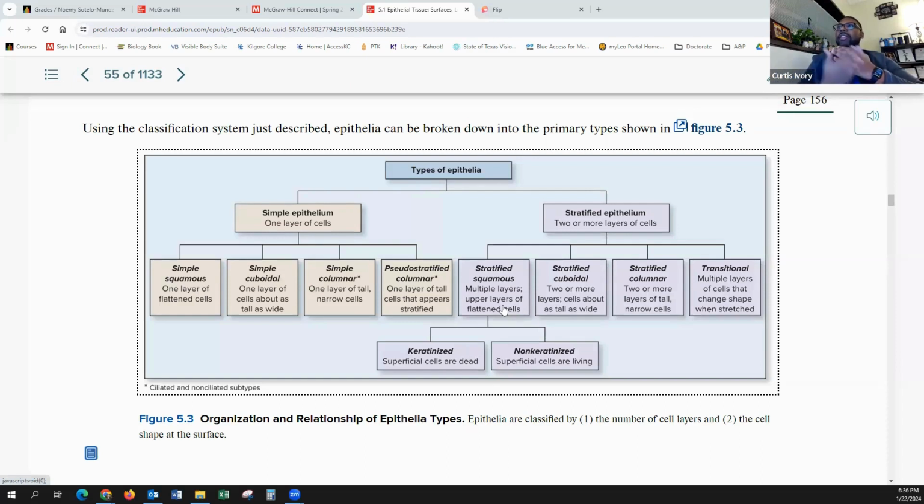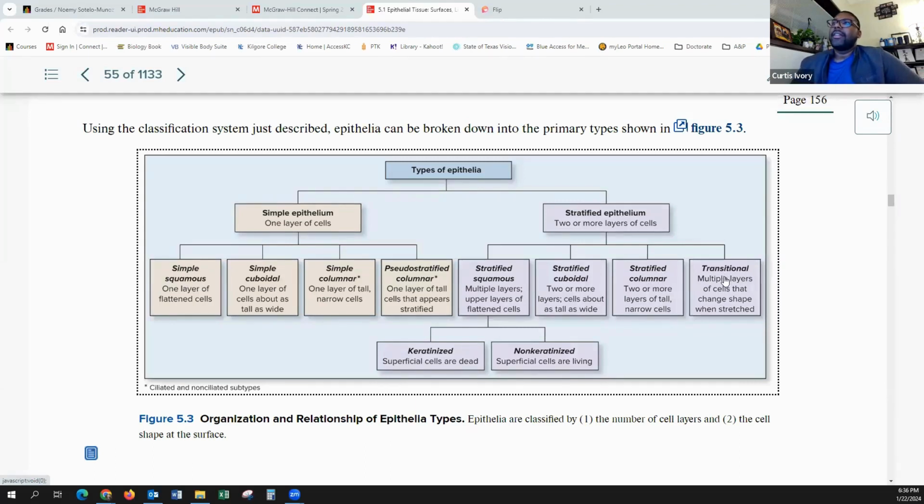So if you feel on your skin, it makes that sound. On the inside of your jaw, it does not. So those cells on the inside of your jaw are living. The ones on the outside are not. Those are dead at the very surface. So the ones that are living are non-keratinized. The ones on the outside of your skin that are dead skin cells are keratinized.